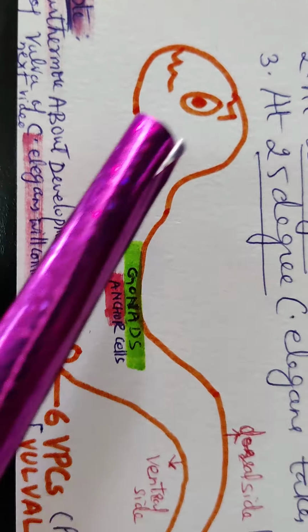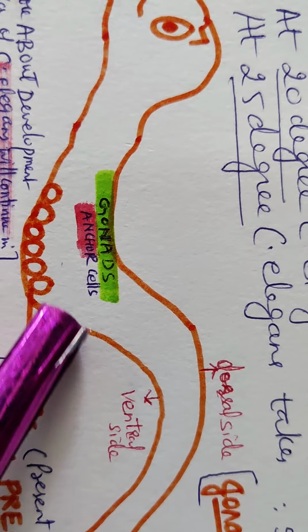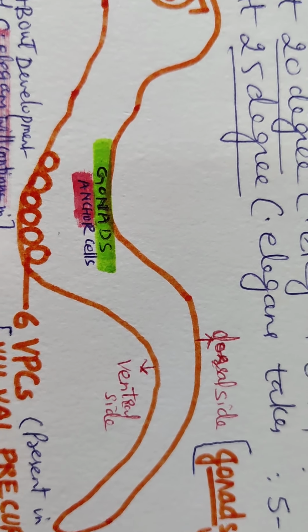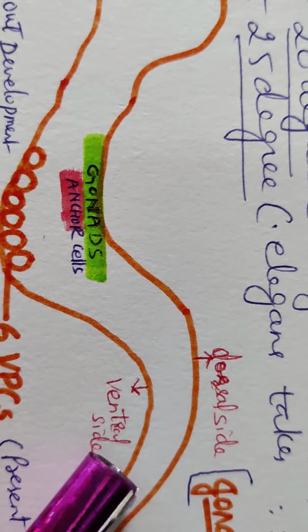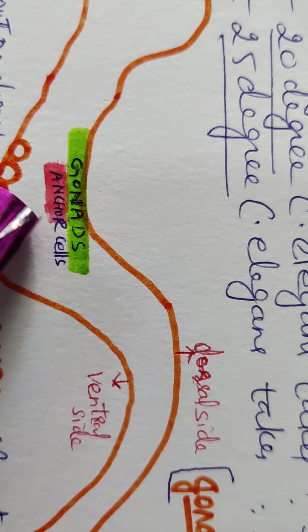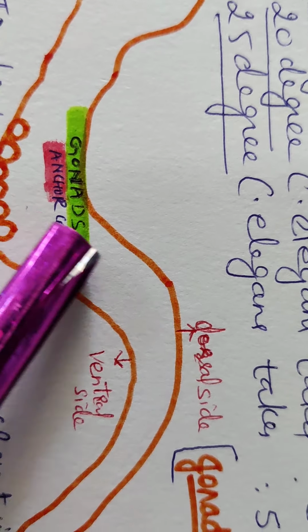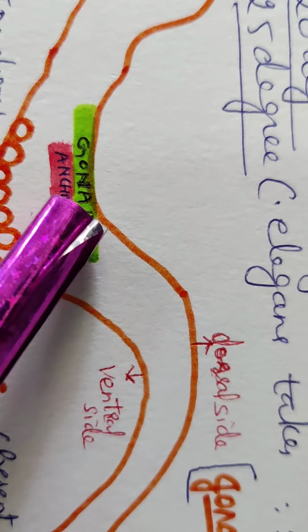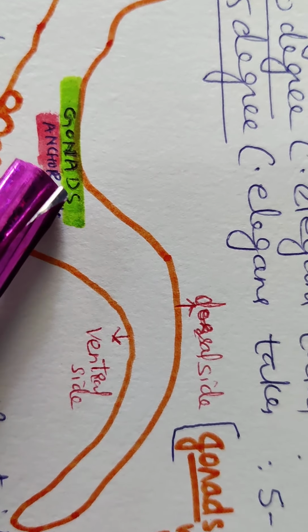Now this is the diagram of the C. elegans. This is the ventral part, this is the dorsal part. On the dorsal side, this bar of green color in which gonads is written is in direct contact with the anchor cell, which is beneath it. So they activate the gonads. In the gonad, the anchor cell is being activated.